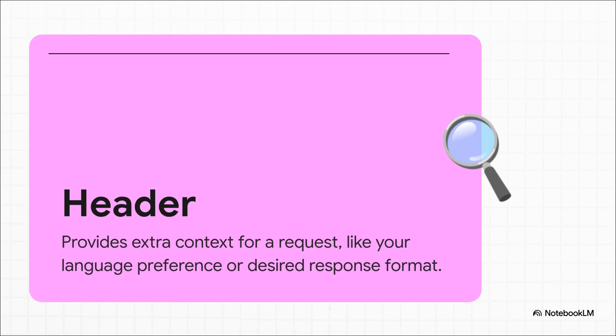Then you've got the header. This just provides extra details. It's like telling the waiter you have a peanut allergy, or that you want your steak cooked medium rare. It helps the server tailor the response to your specific needs, making sure you get the data back in a format your application can actually understand.